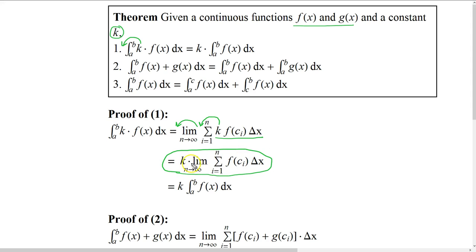Well, notice then what we have is we just have k times, and this portion right here, is just the definition of our definite integral from a to b of f of x dx. And there we have our result, justifying that you can move the k outside the definite integral. Number 2 is very similar.